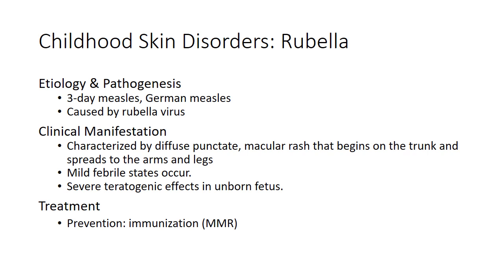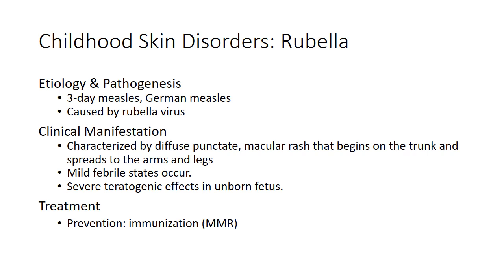The good news is that rubella doesn't have any long-lasting problems, but one thing that can happen is if a pregnant woman develops rubella early on in the gestation period, it can have some pretty severe teratogenic effects on the unborn fetus. It can cause cataracts. It can cause microcephaly or a small head. It can lead to mental retardation, deafness. So we really want to keep, especially pregnant women, from getting rubella.